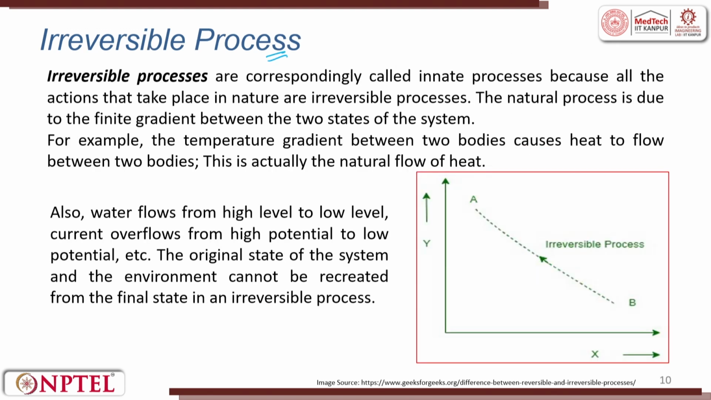Now, let us get into irreversible process. In reality, all the processes are irreversible. Irreversible processes are also called natural processes, because all the actions that take place in nature are irreversible processes. The natural process is due to the finite gradient between the two states of the systems. For example, the temperature gradient between two bodies causes heat to flow. Higher temperature, lower temperature, there is a gradient, right? Transfer, there is a gradient. It can be attached to each other, it can be away. Between two bodies it causes heat to flow.